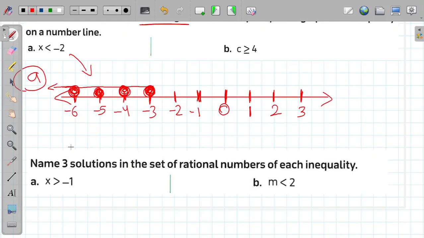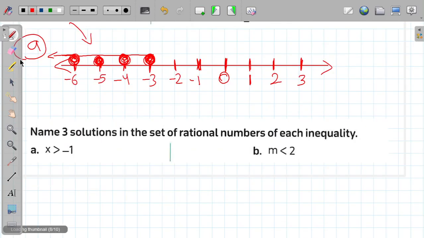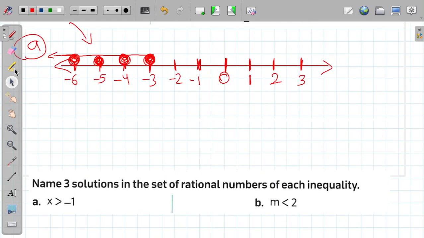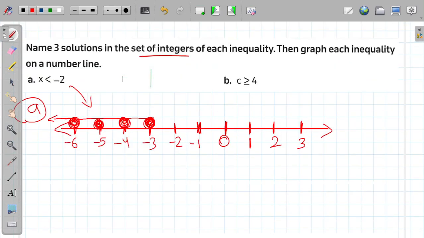The second inequality here is x more than or equal to negative 4. So I will draw the number line like this.